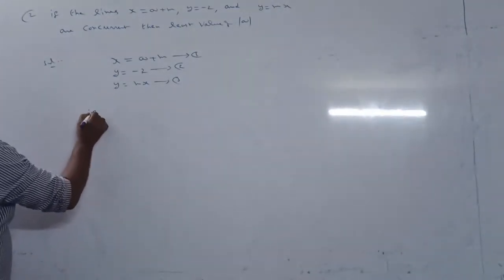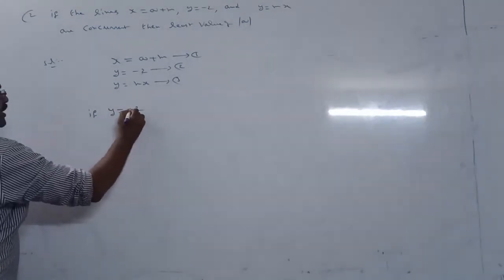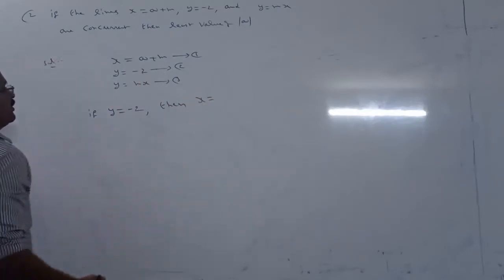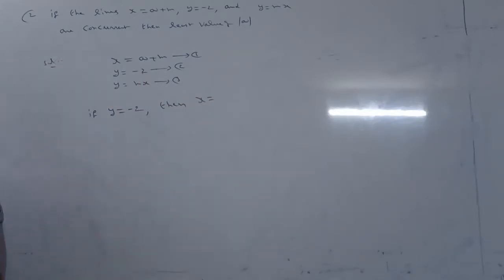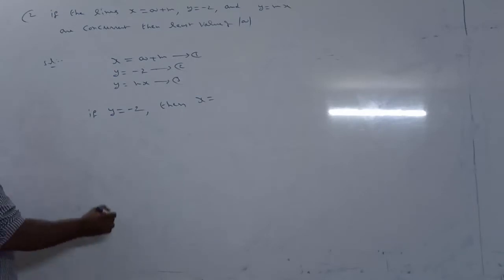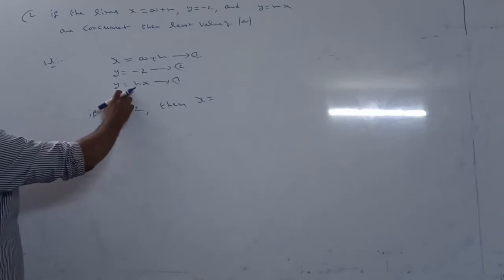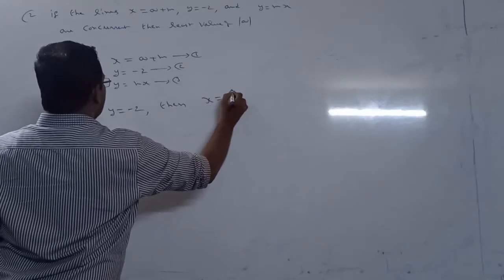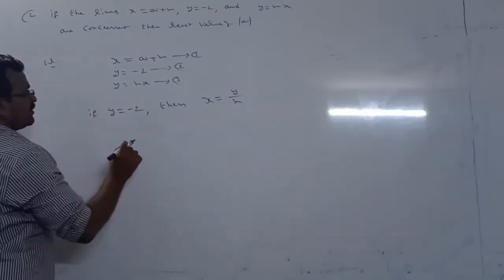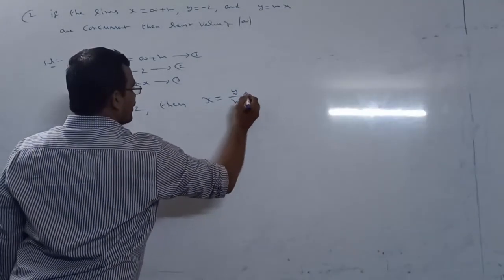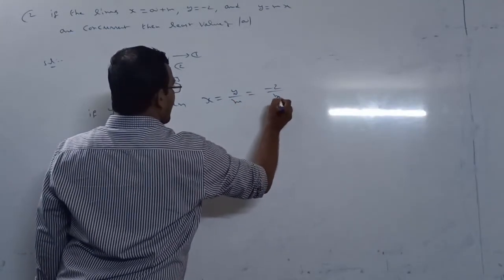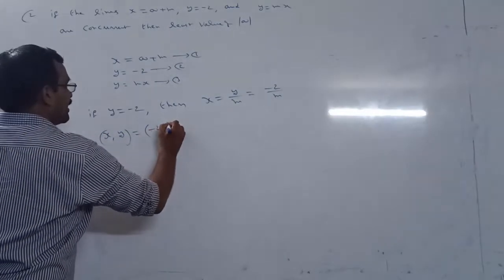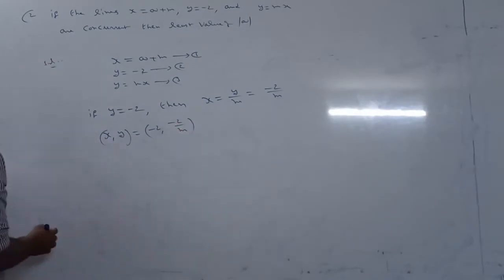So here I find the point of intersection. If y equal to minus 2, then what is x? I am finding x from equation 3. From equation 3, x equal to y by m. That means x is minus 2 by m. Therefore, the point of intersection is x comma y equal to minus 2 by m comma minus 2.